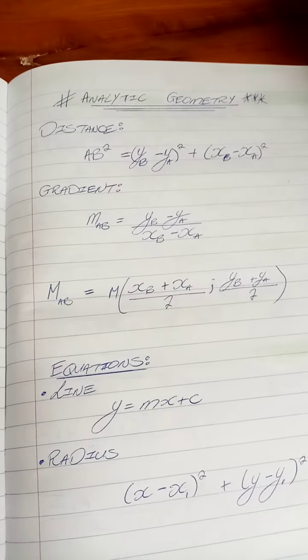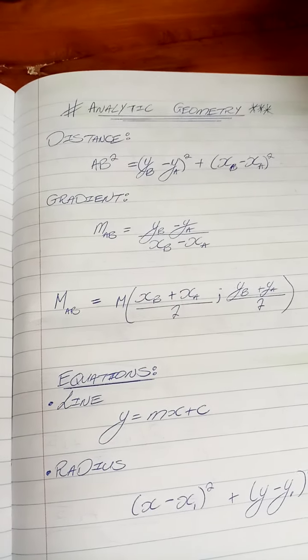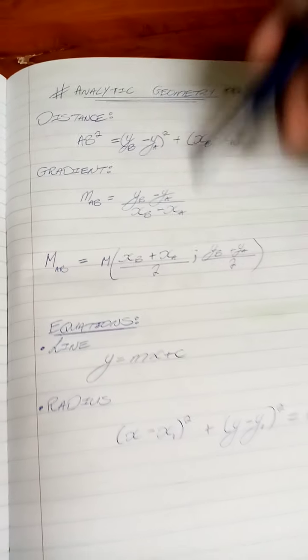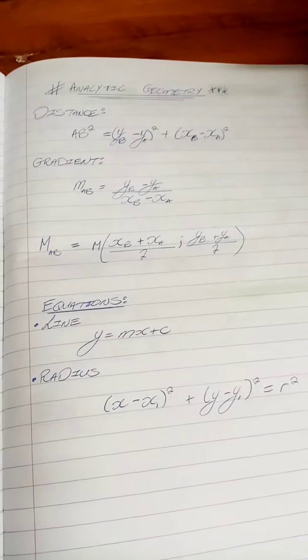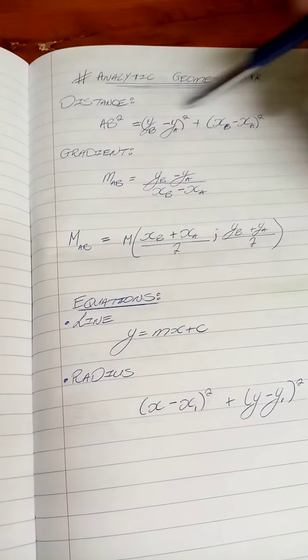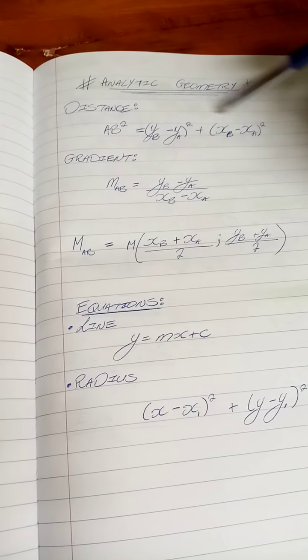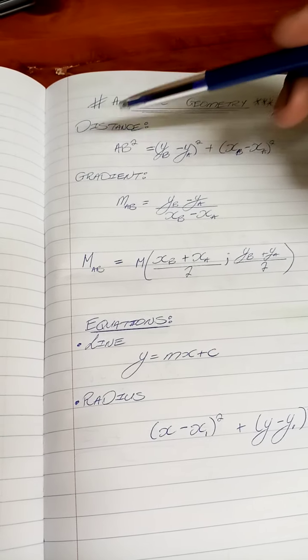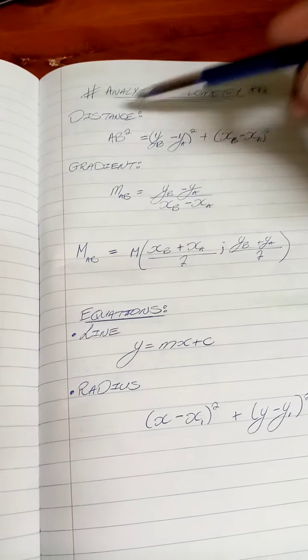Today we're going to be looking at analytic geometry. With analytic geometry, these are just a few formulas to look at. First of all, this is the distance of the line. Let's say the distance from point A to B, so it will be AB squared.